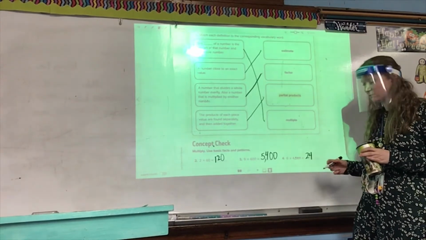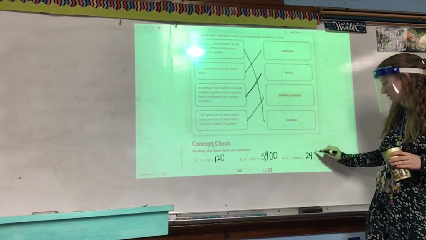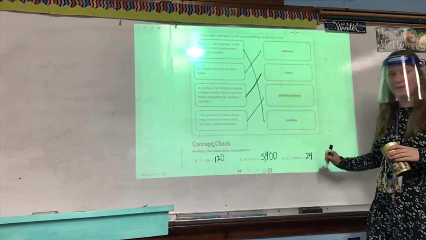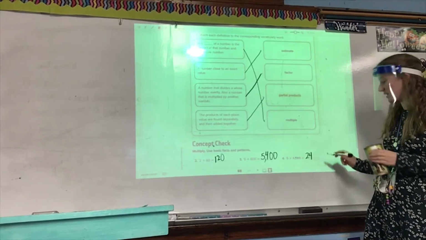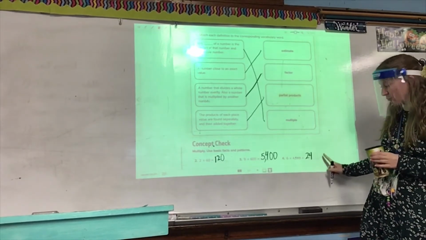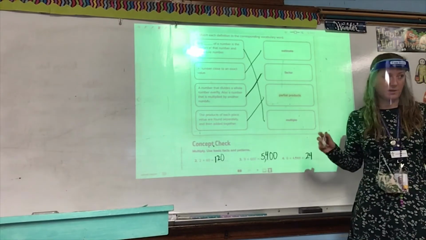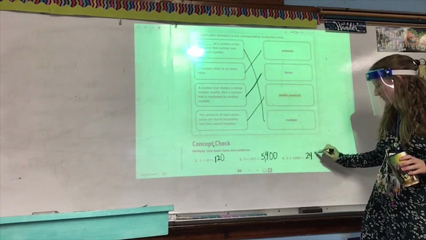Place the zeros at the end of your product. Put the zeros at the end of our product. Thank you guys for not saying add the zeros at the end, because that would mean plus zero, plus zero, plus zero, which would still be 24. So we put them at the end of our product.